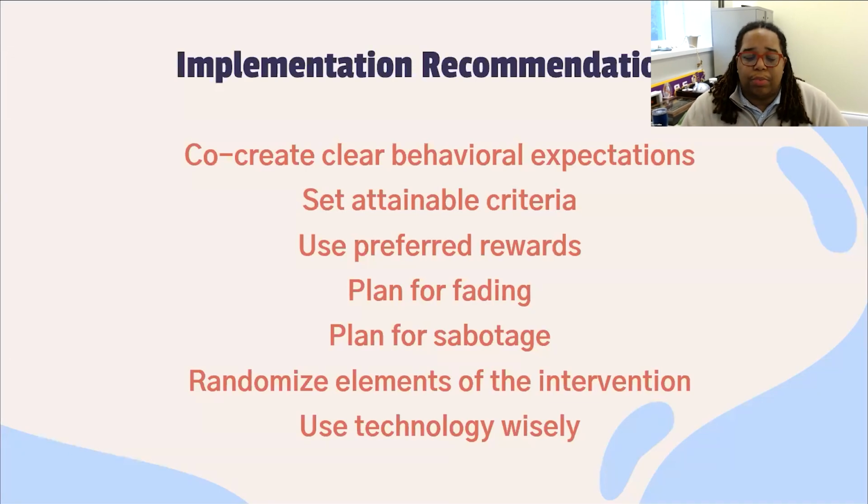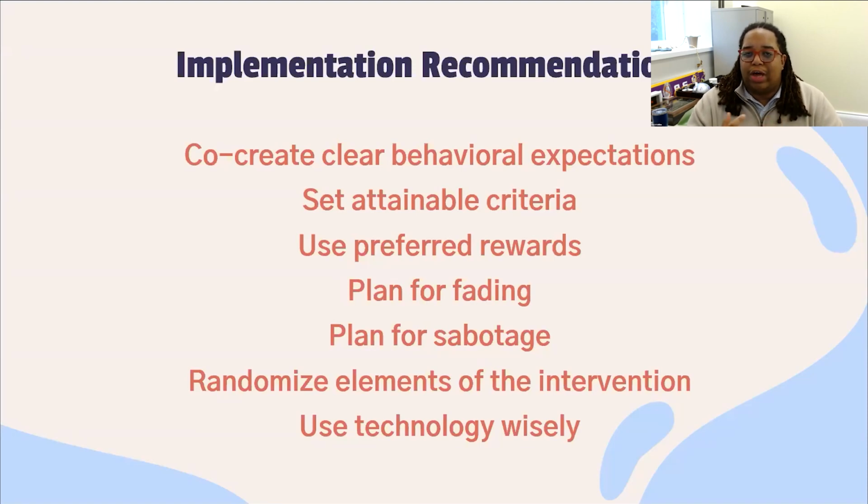Planning for sabotage is important, especially with the group contingencies where they're working together as teams. There are situations where students, especially if they are maintained by peer attention, can get a lot more attention by ruining it for their team than they can get by getting the reward, or the reward is less valuable than all the attention that they would get if they ruined it for their team.